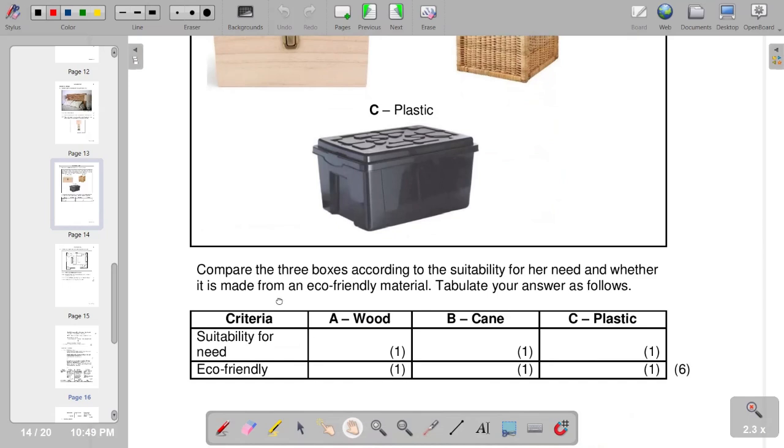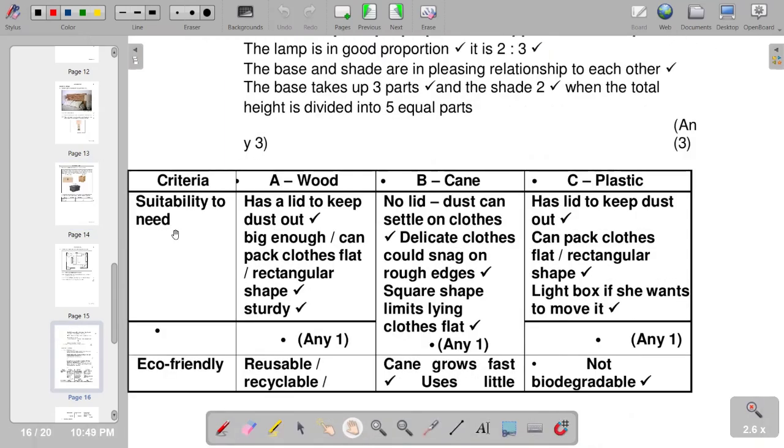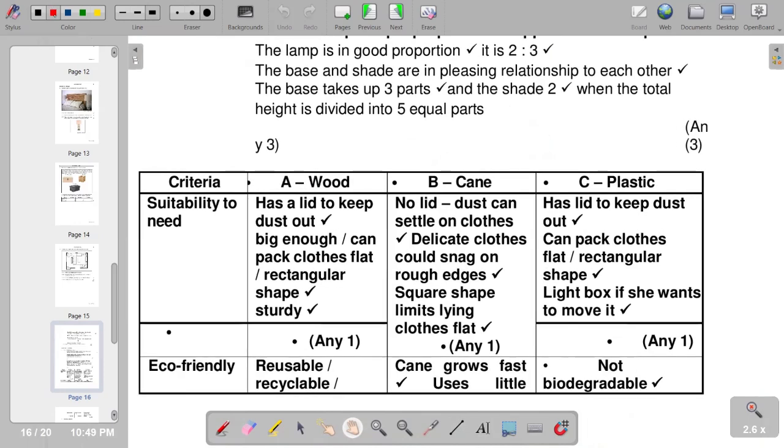Tabulate your answer as follows. So you put a row for suitability for knit, a row for eco-friendly. We've got A wood, B cane, and then C plastic. So you need to fill in the gaps that are in the table in terms of suitability for knit and eco-friendly. In terms of suitability to knit, we are given it in this row, whereby we have got an explanation for wood, for cane, and for plastic. And then in terms of eco-friendly again, we have got for wood, for cane, and then for plastic.